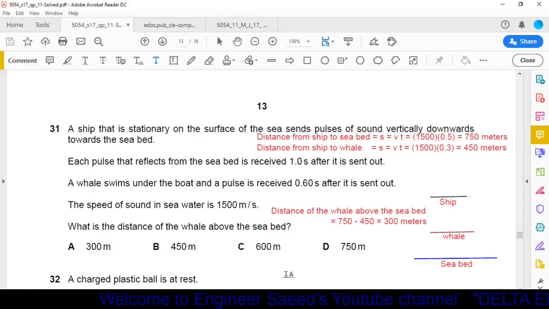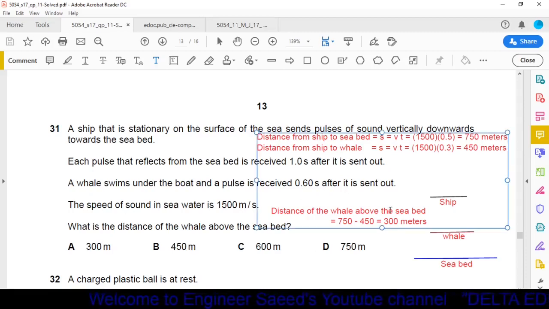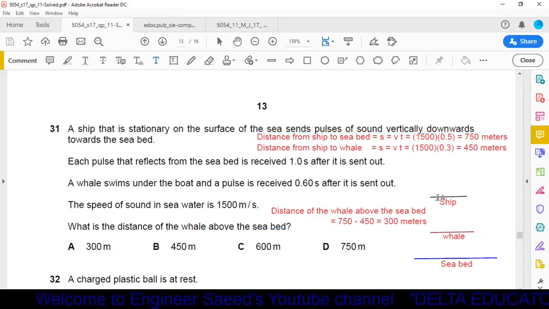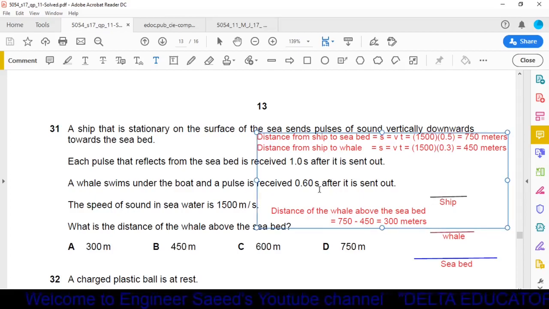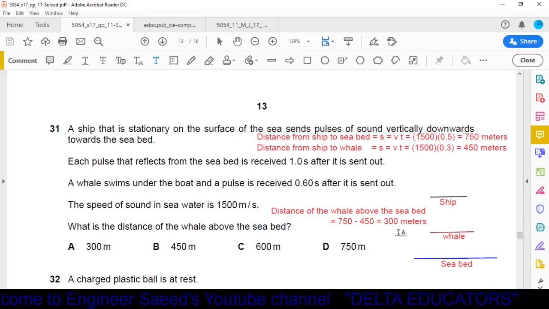In the same way, we will calculate the distance from ship to the whale. Same formula we will use, S is equal to Vt. Now velocity of the sound is given 1500 meter per second, and time taken to move the sound from ship to the whale will be equal to half of this time, that is 0.3 second. Now by solving this one, we will get the answer 450. Now we have to subtract this 450 from 750 and we will get the answer 300.